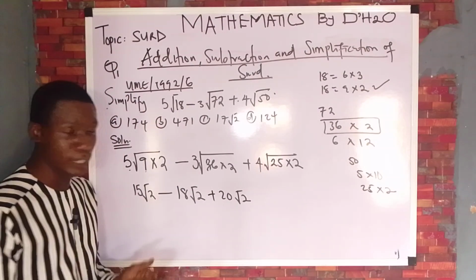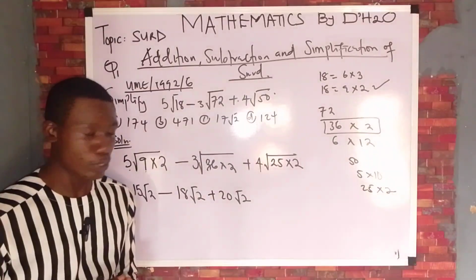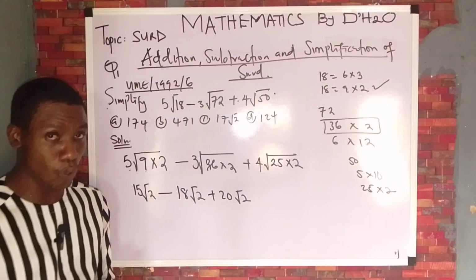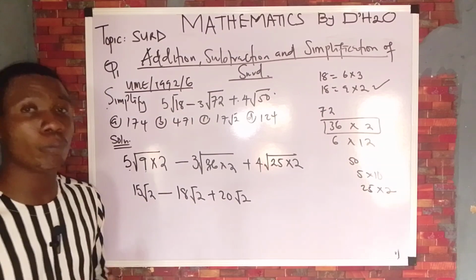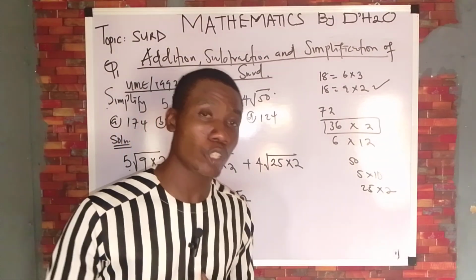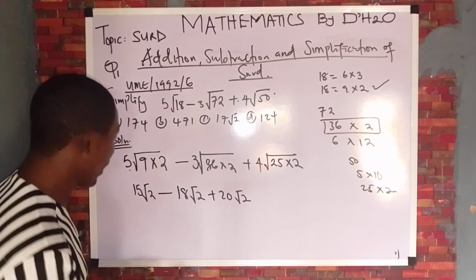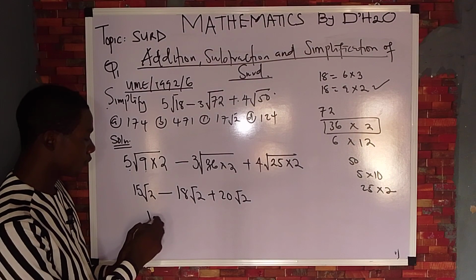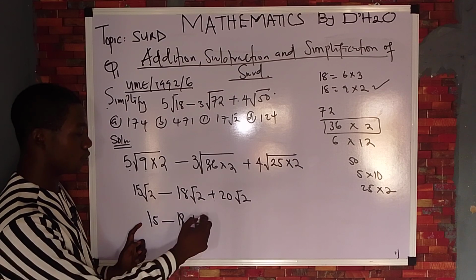Now, if we have gone to this extent, all we have to do, remember, you can add similar surds, you can subtract similar surds. If you have root 2 here, root 2 here, root 2 here, it means that they are comfortable for addition, they are comfortable for subtraction. So what do we simply do? We are going to say this is 15 minus 18 plus 20.